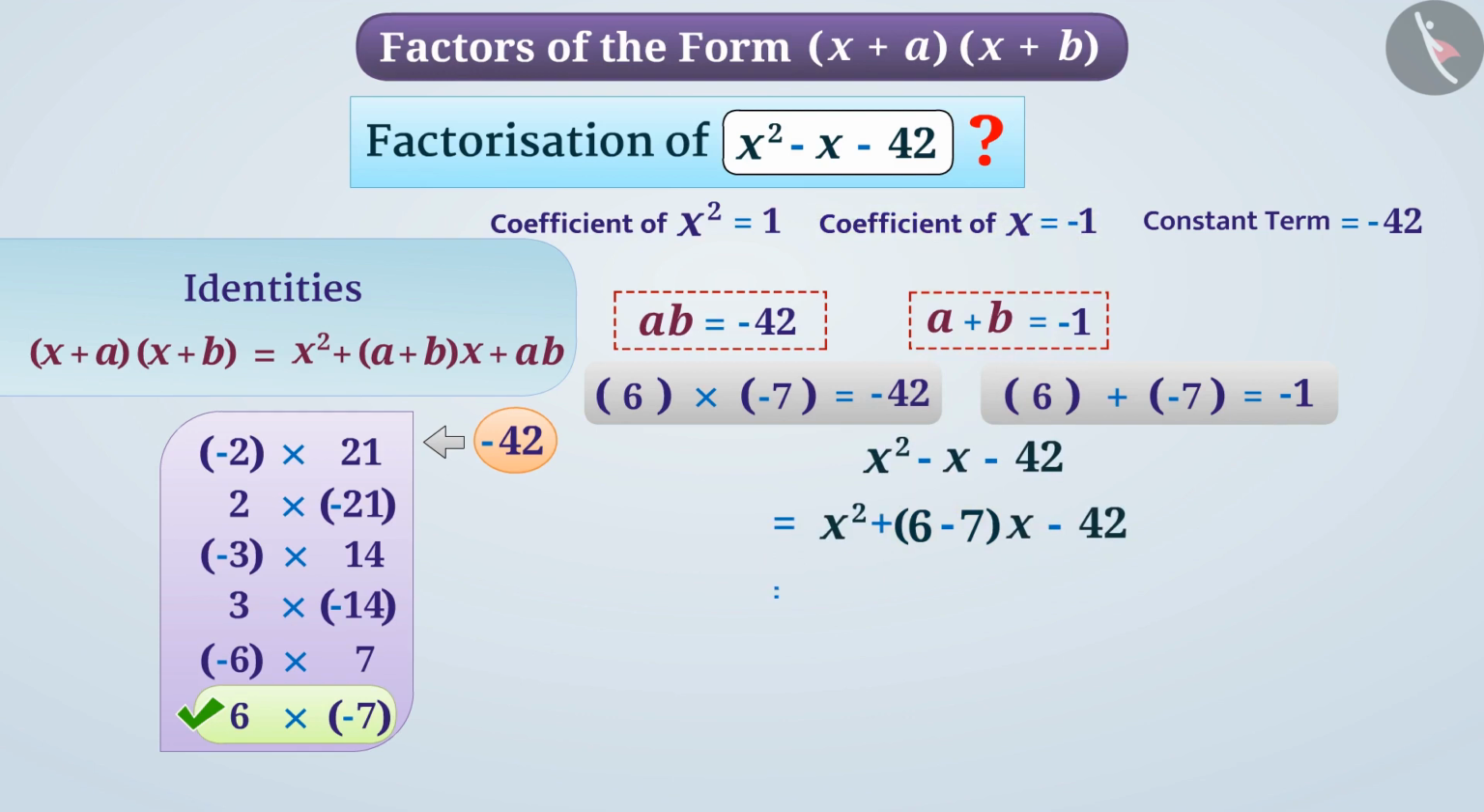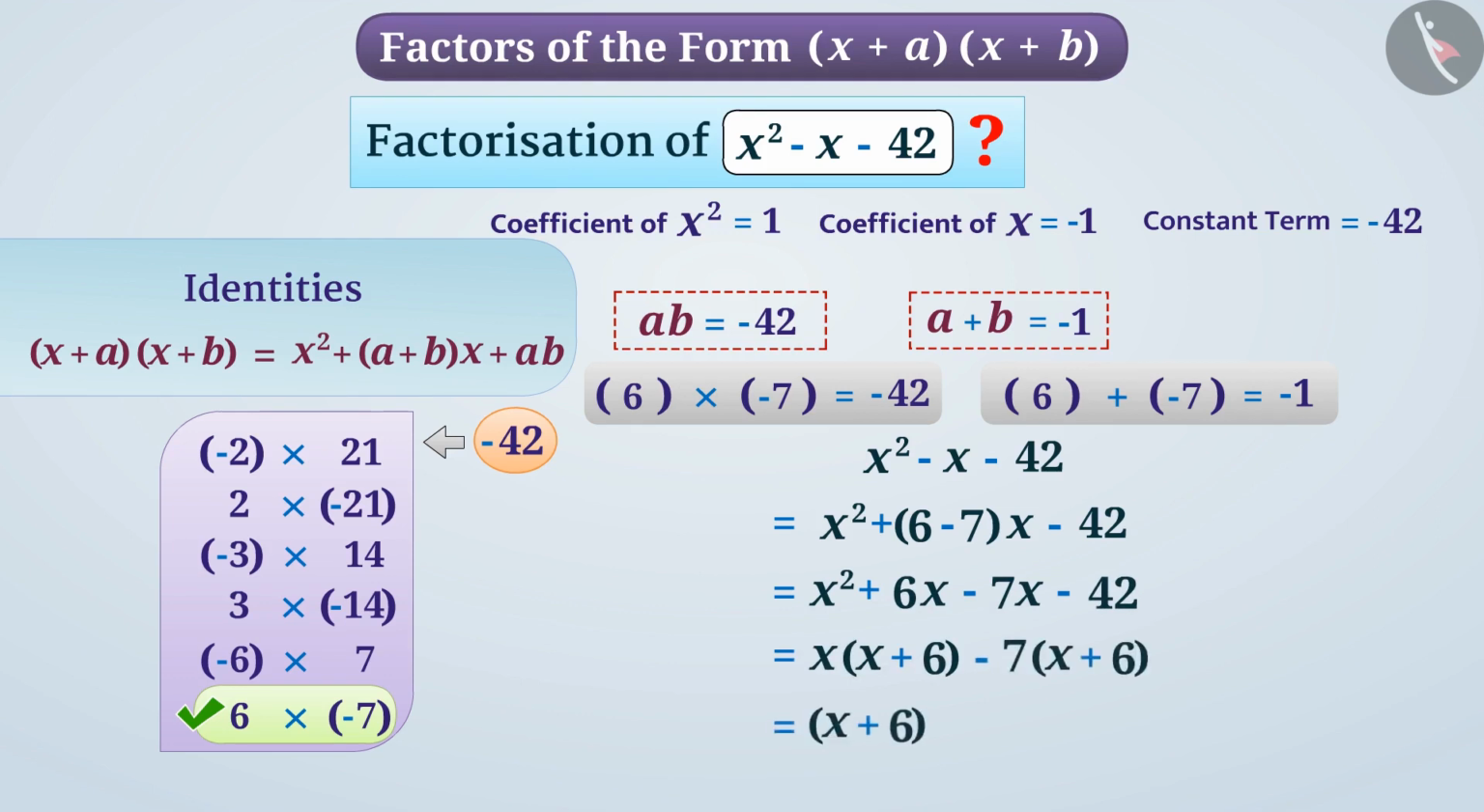Thus we get the expression x square plus 6x minus 7x minus 42, that is x into bracket x plus 6 minus 7 into bracket x plus 6, that is x plus 6 into bracket x minus 7. Solving in this way, we will get the factorization of the expression x square minus x minus 42 as x plus 6 into bracket x minus 7.